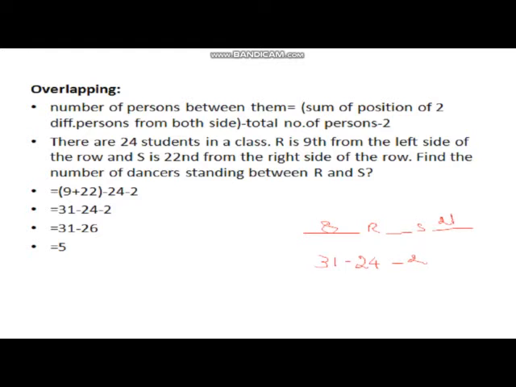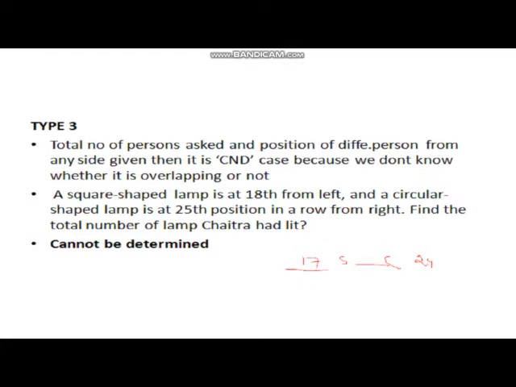Hope you understand. The next type is where the total number of persons will be asked, and the positions of two persons, A and B, from different sides will be given. In that case, please don't work it out trying to find the answer, because we cannot find it. It simply cannot be determined.